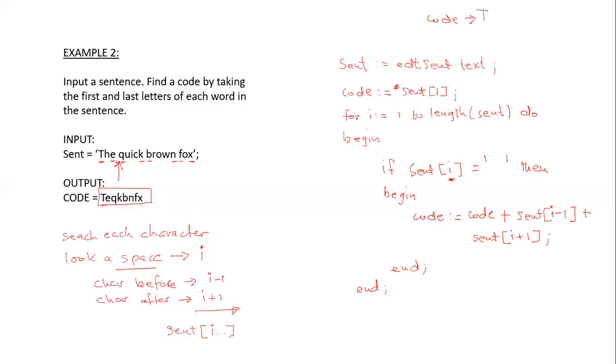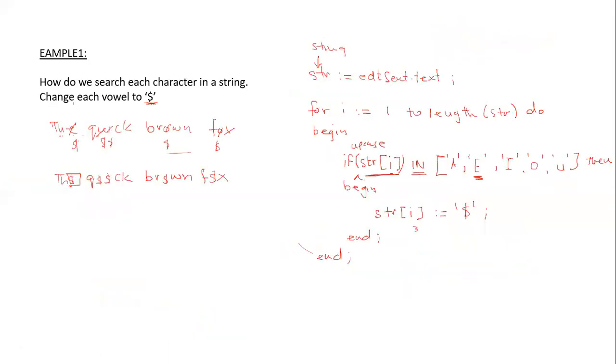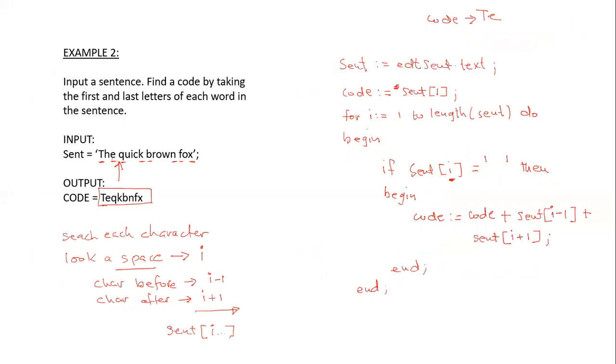So in this instance, when it finds the space, in this case it was at position 3, it will then get the character before, which is the E, and it's going to get the character after, which is the Q. The loop then continues.